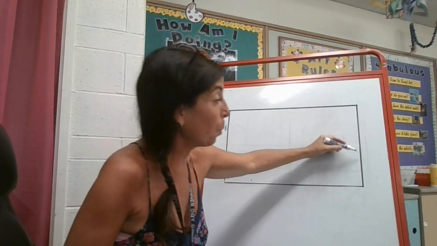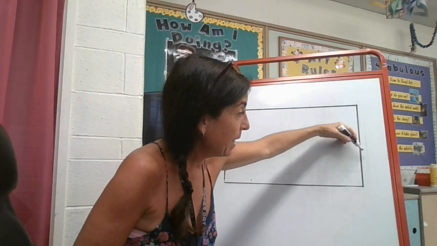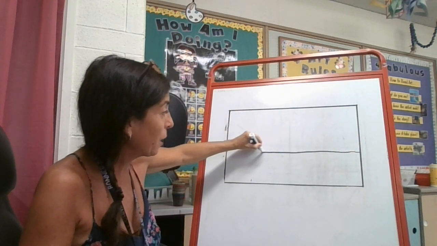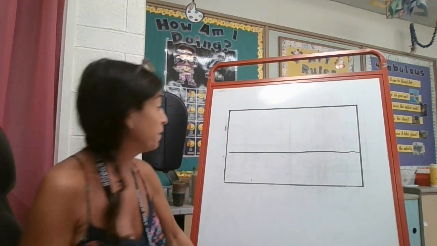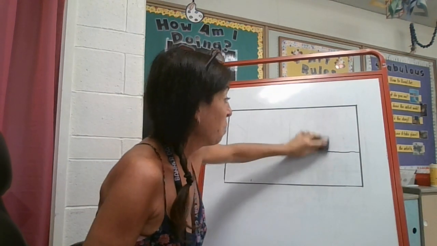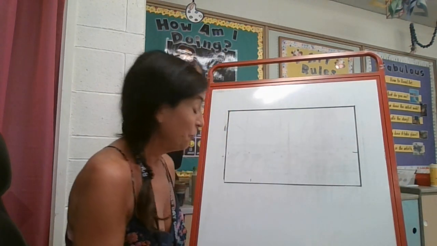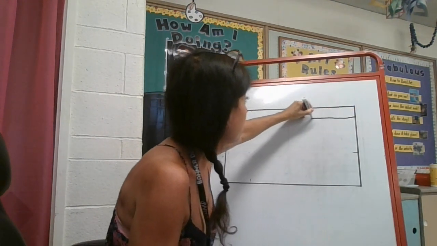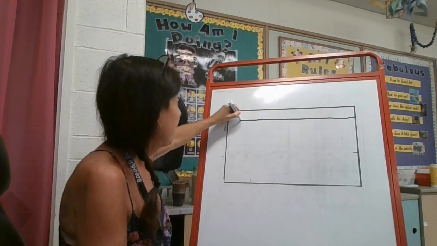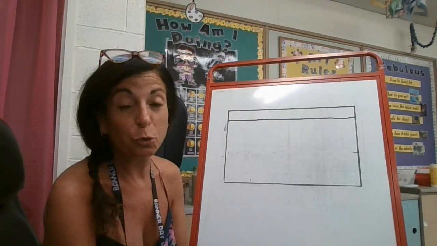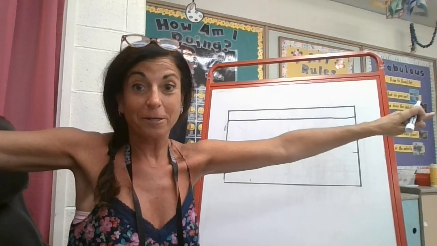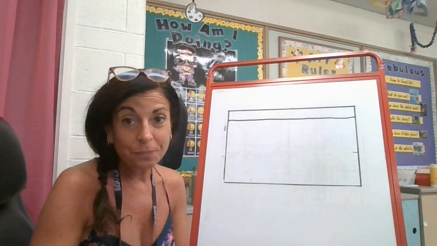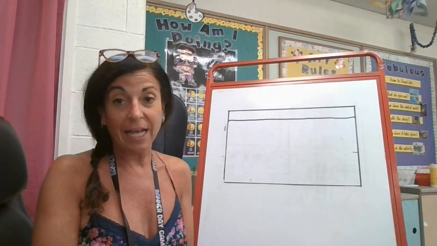So we're going to start at one end of our paper and make a horizontal line going all the way across. Anywhere you want. You could put it there, or if you wanted to, you could even put it way up here. Wherever you would like. It's your choice. It's your horizontal line.